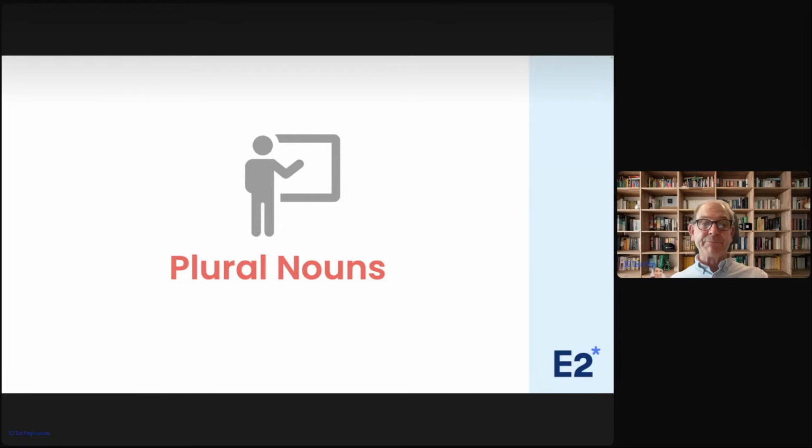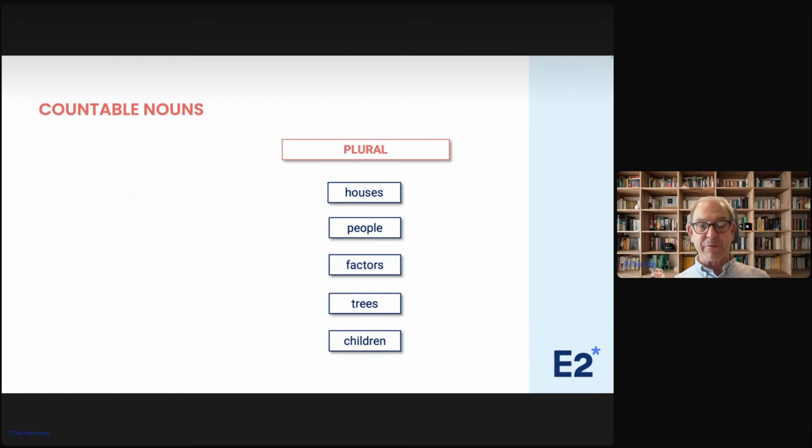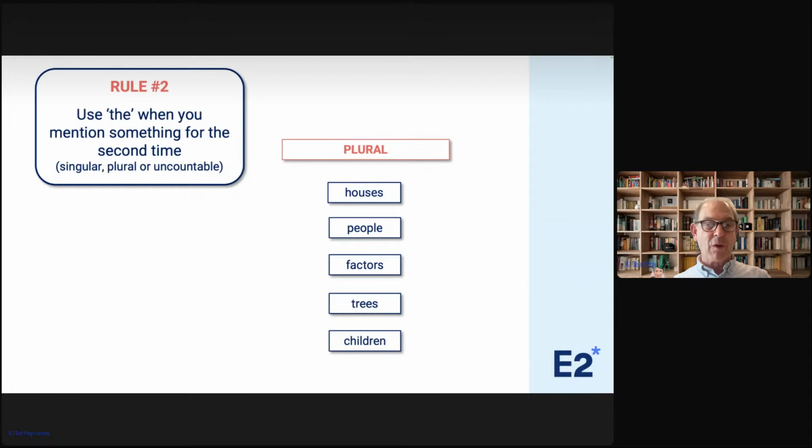Plural nouns. Let's get going. Singular, house, plural, houses; person, people; factor, factors; tree, trees; child, children. Choose a word and make a sentence. Are you ready? So say a sentence out loud using one of those words. Got it? Cool. All right.